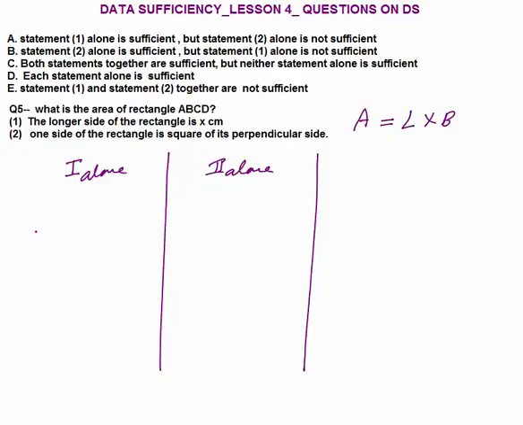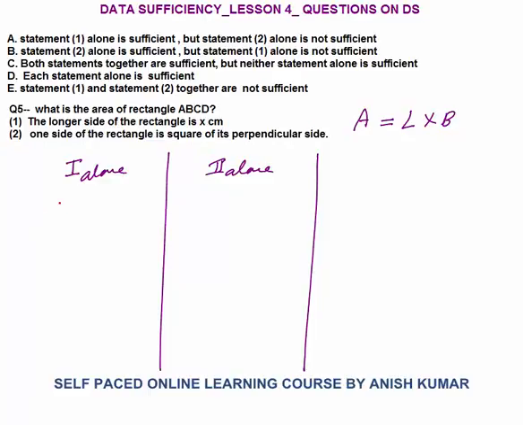The statement 1 alone says that the longer side is x. Area is length into breadth. The longer side is always the length. In a rectangle, length is always greater than or equal to breadth. So length is x, we don't know the breadth, so we can't determine the area. This is not sufficient to answer the question.